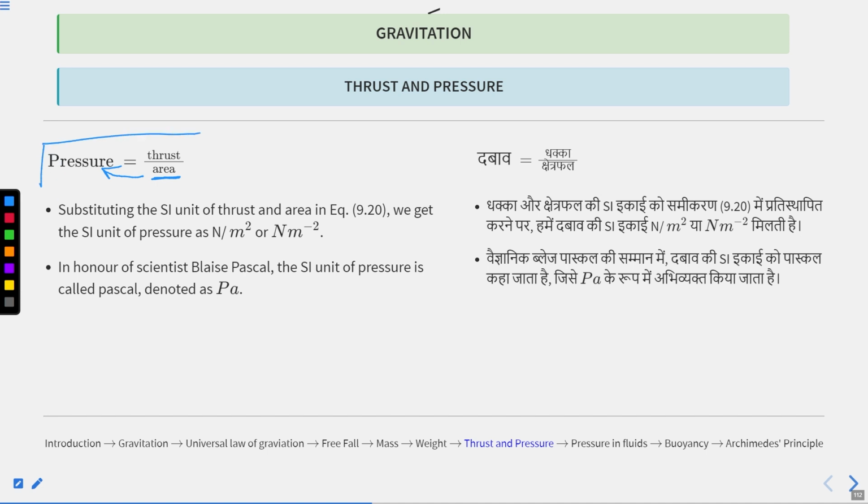Let's learn more about pressure. The formula of pressure is thrust per unit area. The standard unit of thrust is Newton, whereas the unit of area is meter square. So the SI unit of pressure is Newton per meter square. In honor of a scientist named Pascal, the SI unit of pressure is called Pascal, denoted by Pa. So it has two standard units: one is Newton per meter square and the other is Pascal. 1 Newton per meter square is equal to 1 Pascal. Is it clear, class?